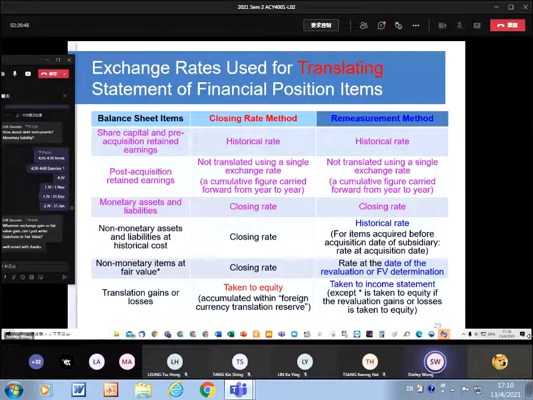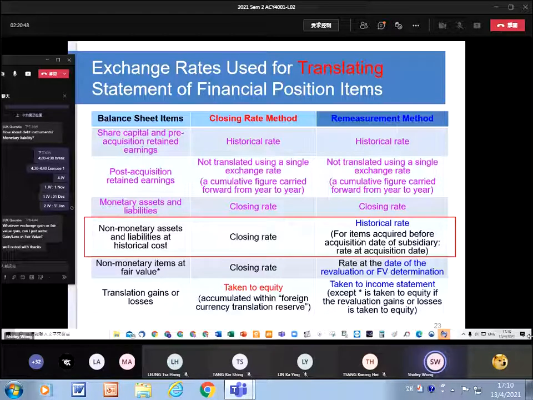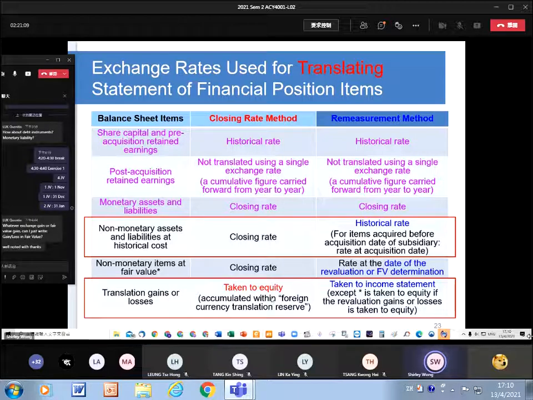So this is the first difference between the closing rate method and remeasurement method. It only falls on the non-monetary item and liability at historical cost, such as the PPE, the intangible asset, the inventory, etc. And what's the other difference? The other difference is on the translation gain or loss. Remember, under the closing rate method, all the translation gain or loss will be put into the equity, while under the remeasurement method, all the translation gain or loss will put into the income statement.